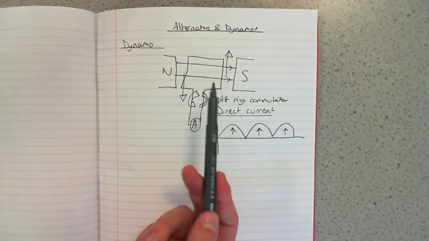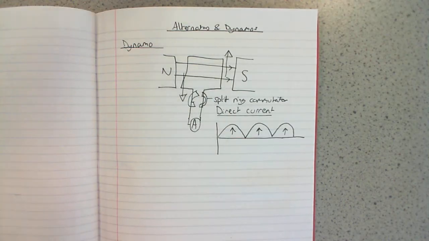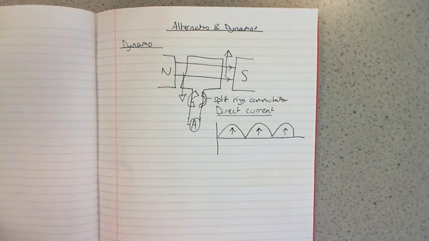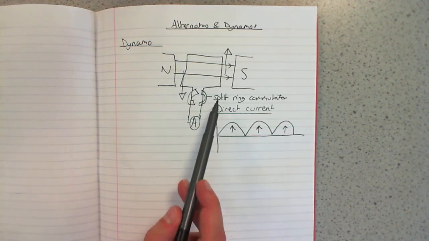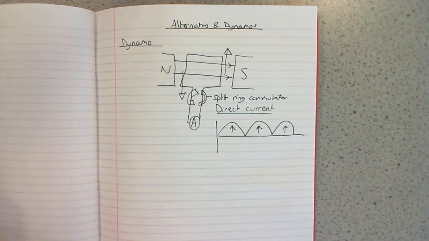We spin the coil in the magnetic field. The coil breaks the magnetic field lines, which induces a potential, which generates a current. And because we've got a split ring commutator, it swaps the contacts every half turn, which makes a direct current.